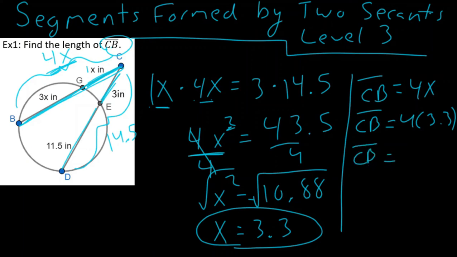So we'll do CB is equal to 4 times 3.3, and once again, anything with decimals, I would encourage you to use your calculator. Given that we have 4 times 3.3, that would give us 13.2. And so our length would be 13.2 inches. Don't forget your units. Pause the video if you need to stop it here to finish taking the notes. And let's go ahead and move on to example 2.